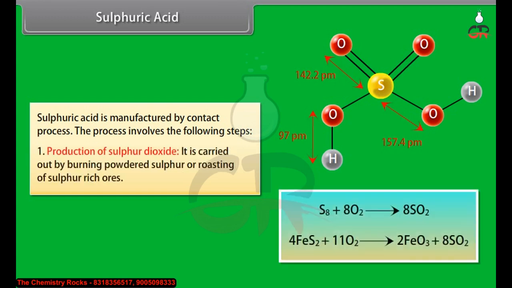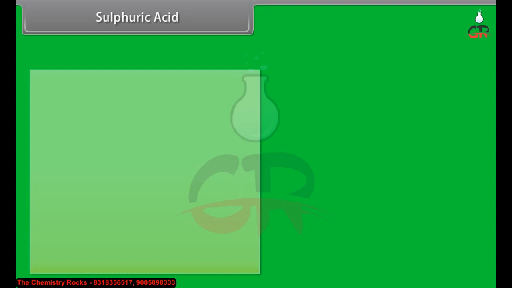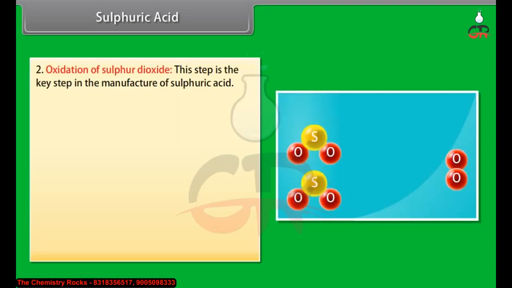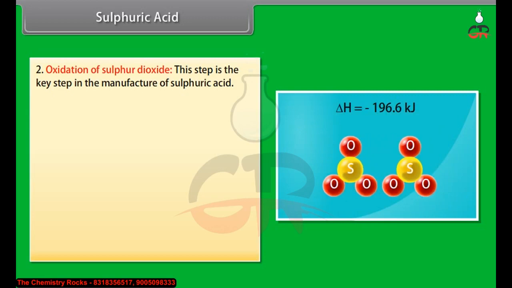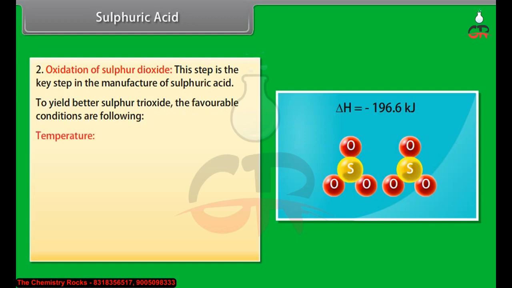Production of sulfur dioxide. It is carried out by burning powdered sulfur or roasting of sulfur-rich ores. Oxidation of sulfur dioxide. This step is the key step in the manufacture of sulfuric acid. To yield better sulfur trioxide, the favorable conditions are the following. Temperature. As the reaction is exothermic, a low temperature favors the forward reaction.